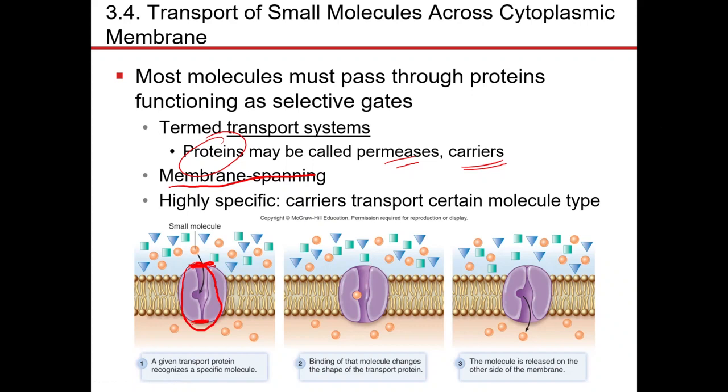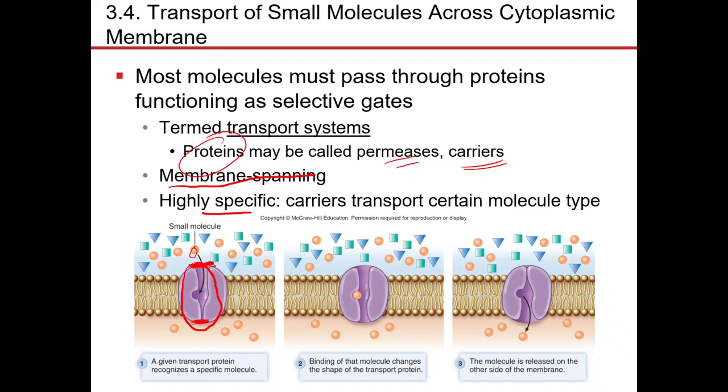But these transport proteins are very, very specific, right? Which means they are only designed to allow a specific type of molecule in or out of the cell, right? So you have different types of carrier proteins for different types of molecules. If you look at this cartoon, this purple protein channel is apparently only specific for these orange, peach colored circles.